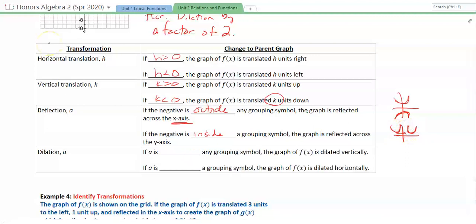Finally, with dilation, if the a is outside any grouping symbol, then the graph of f of x is dilated vertically. So we're going to be either stretching or compressing in the vertical direction. If the a is inside a grouping symbol, and we could use the letter b as we talked about in the example, attached to our highest coefficient or highest power, the graph of f of x is dilated horizontally.